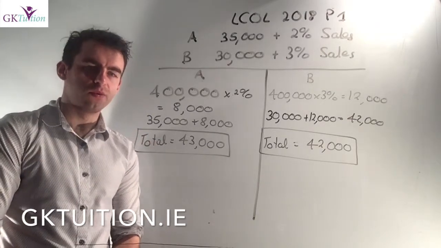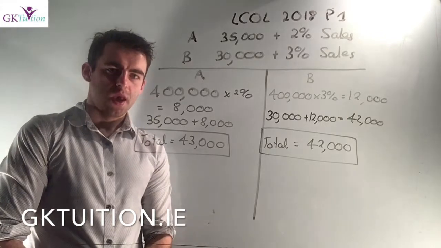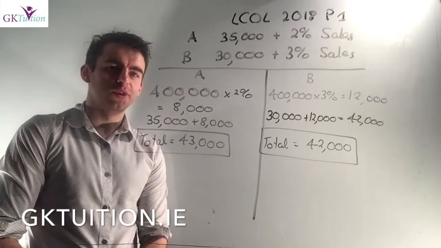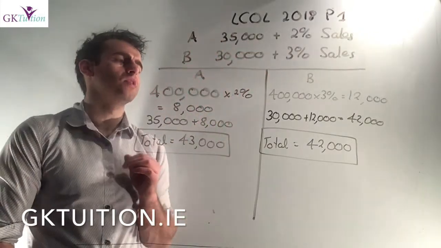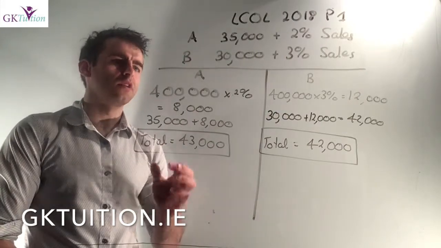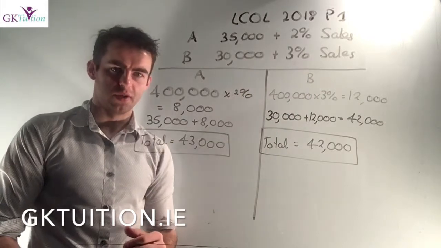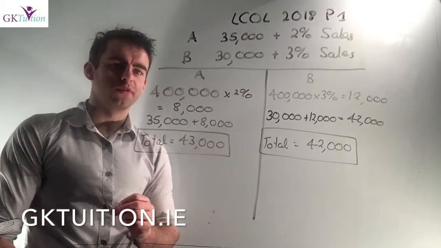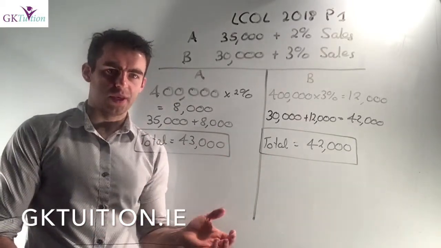Now the question I'm going through here is 2018 Paper 1 Question 1. In the first part of this question, we're told that Sean can choose from two different contracts. For contract A, he'll earn $35,000 and 2% commission on all of his sales. For contract B, he'll earn $30,000 and 3% commission on all of his sales. And we're told that if Sean earns $400,000, calculate for each contract what his salary would be.